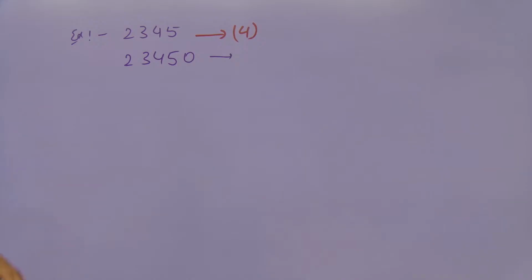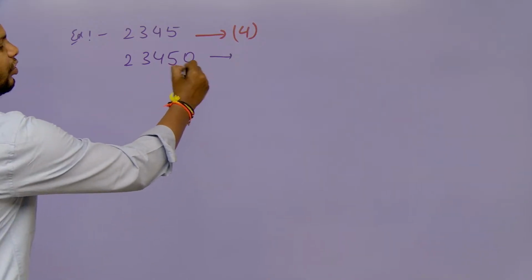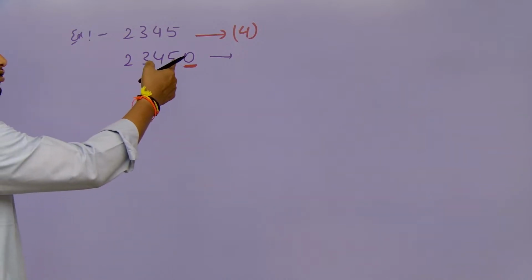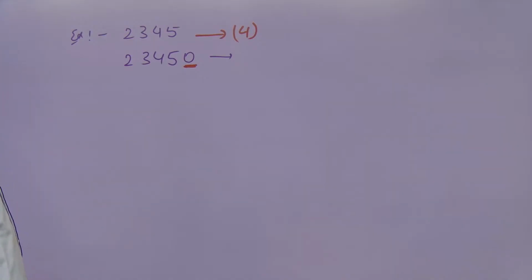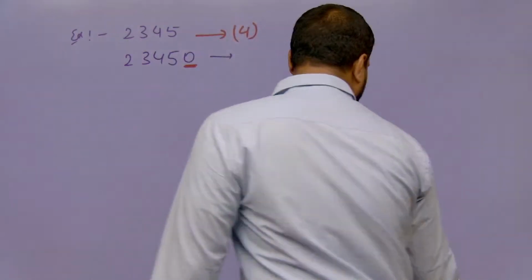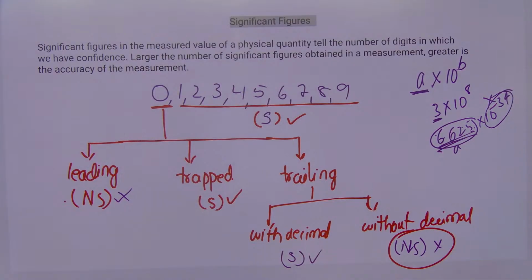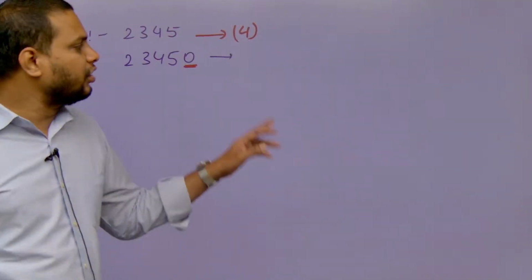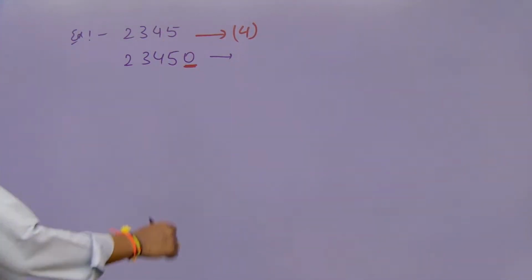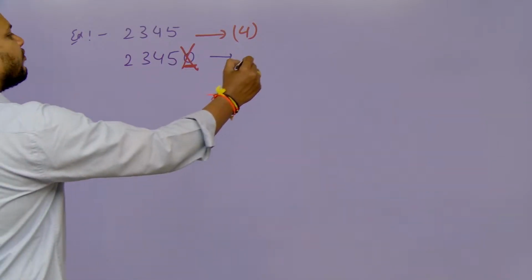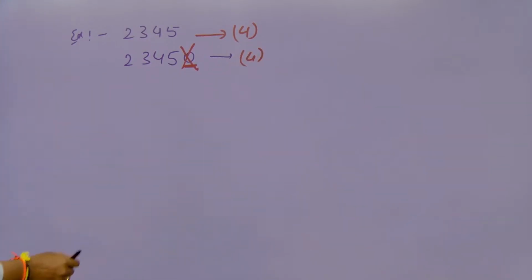4 significant figures. First look at the 0 position. Is the 0 trailing, trapped or leading? Trailing. Is it with decimal or without decimal? Without decimal. Trailing zeros without decimal are non-significant, which means you can't count it. So this is a trailing zero without decimal, therefore we need not take this 0. Cut down that 0. So how many significant figures are there? 4.